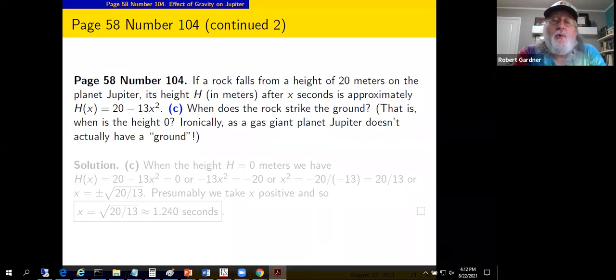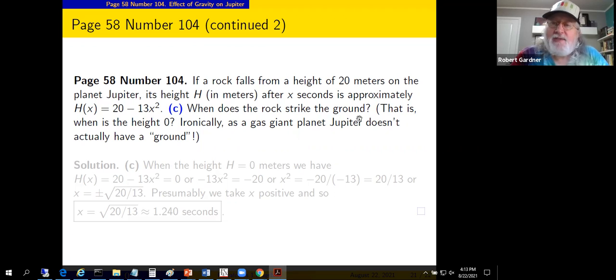Part C, when does the rock strike the ground? A useful hint for you in this class and many future classes, be they calculus, physics, engineering, when there's dynamics problems. When? What do they mean by when? They mean what's the time value? And for us, X measures time in seconds. So when they say when, in this problem, it's X equals what?